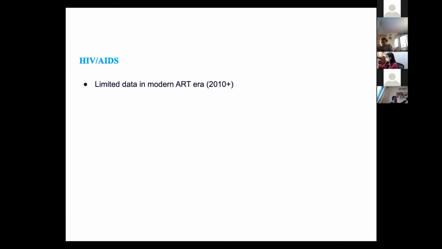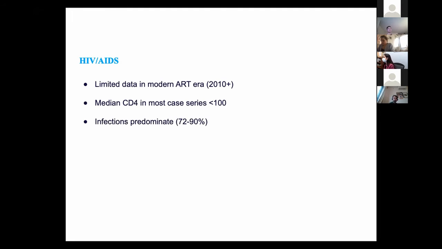And in HIV and AIDS, there's very limited data as far as FUO and people living with HIV in the modern antiretroviral era, so 2010 plus, when we've really had very effective antiretroviral therapy. In most case series, the median CD4 is less than 100, so these are AIDS patients with severely compromised immune systems. And infections are far and away the most common cause of FUO. Worldwide, again, tuberculosis is the most common.